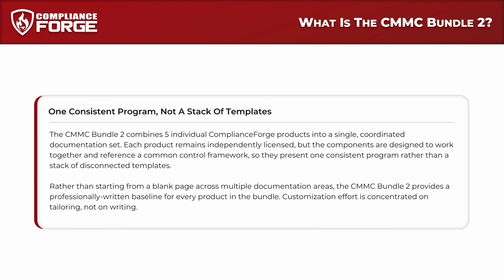The bundle combines 5 individual products into a single, coordinated documentation set. Each product remains independently licensed, but the components are designed to work together and reference a common control framework, so they present one consistent program, rather than a stack of disconnected templates. Rather than starting from a blank page across multiple documentation areas, the bundle provides a professionally written baseline for every product. Customization effort is concentrated on tailoring, not on writing.